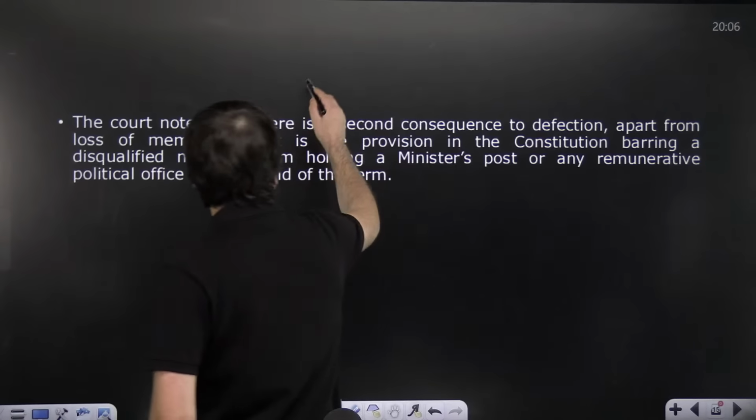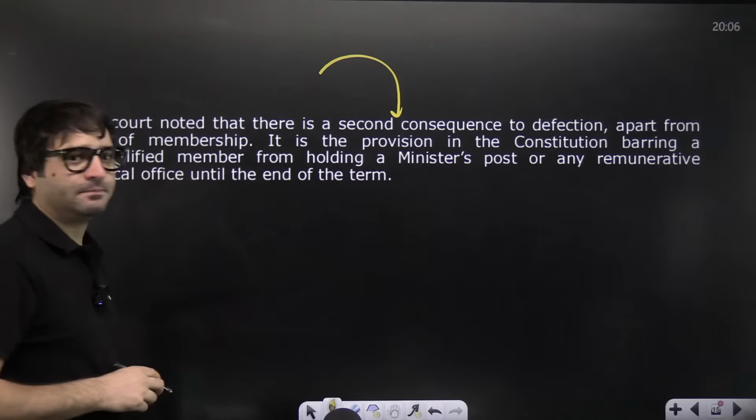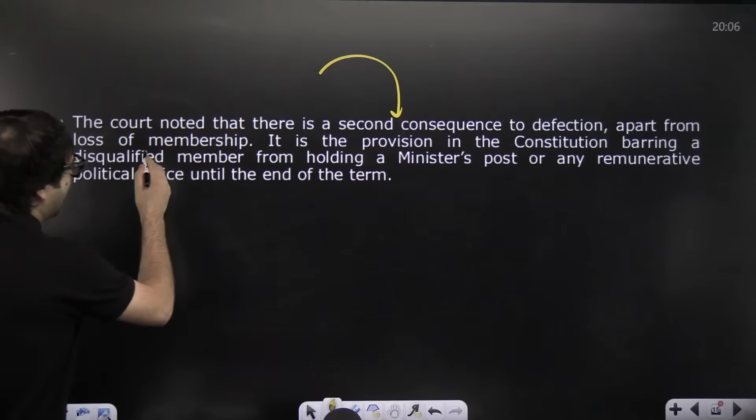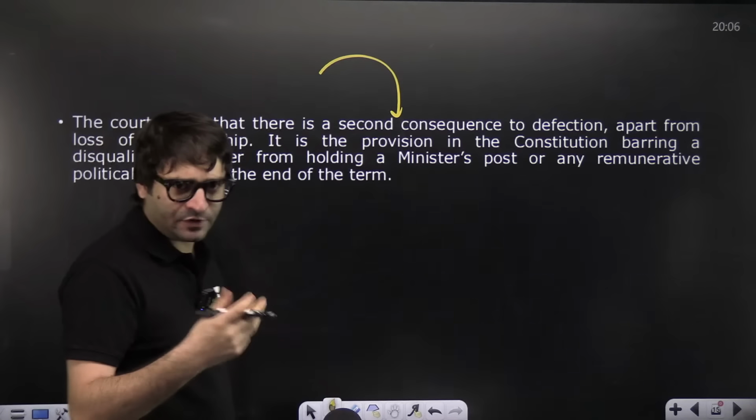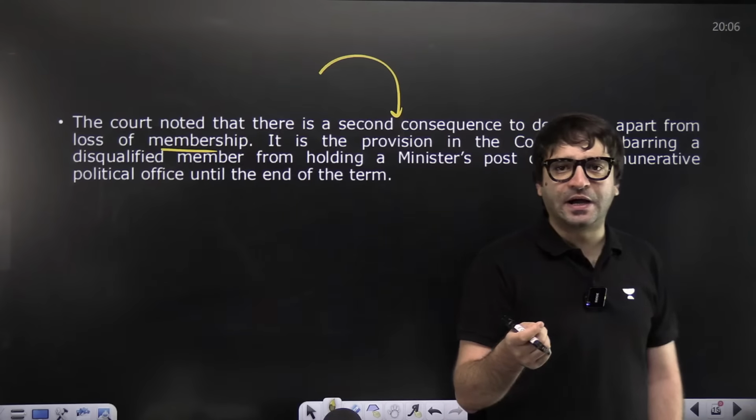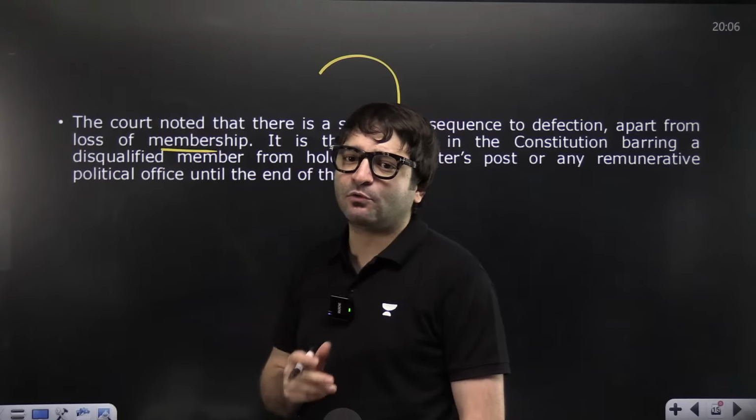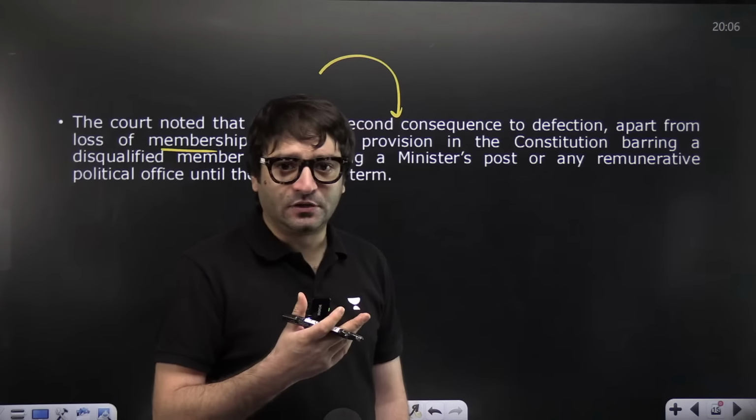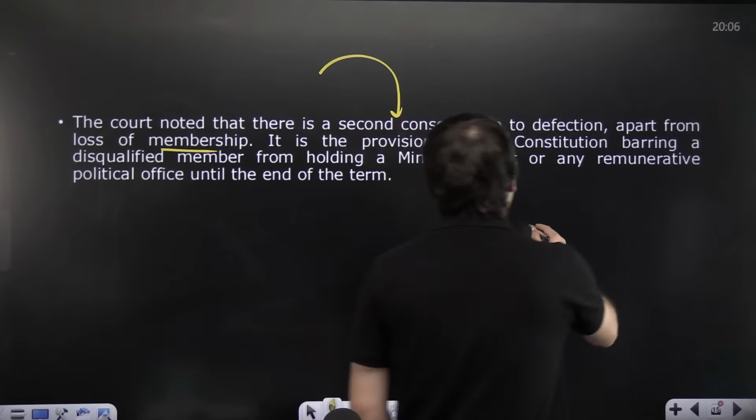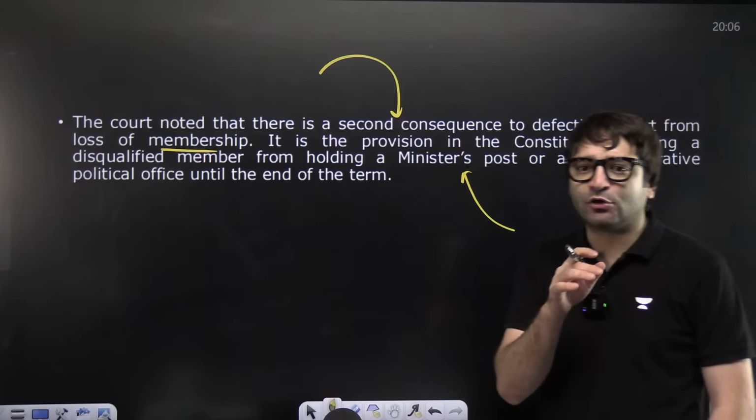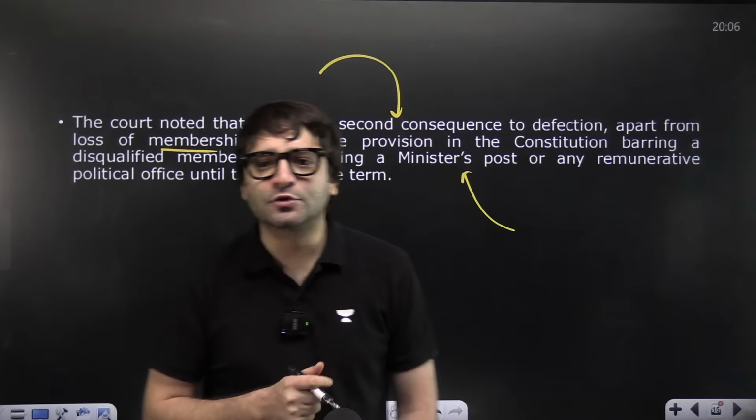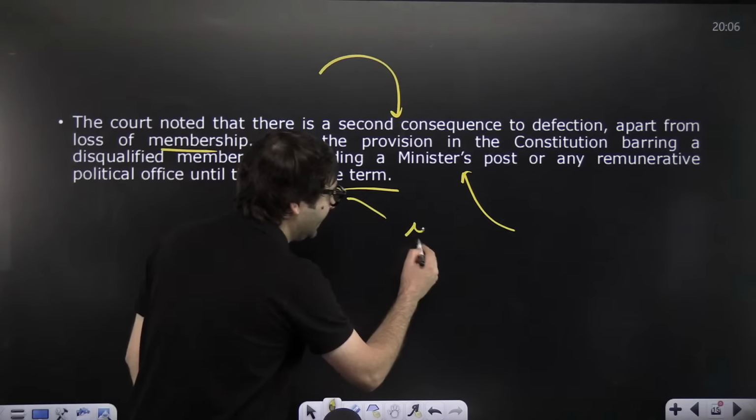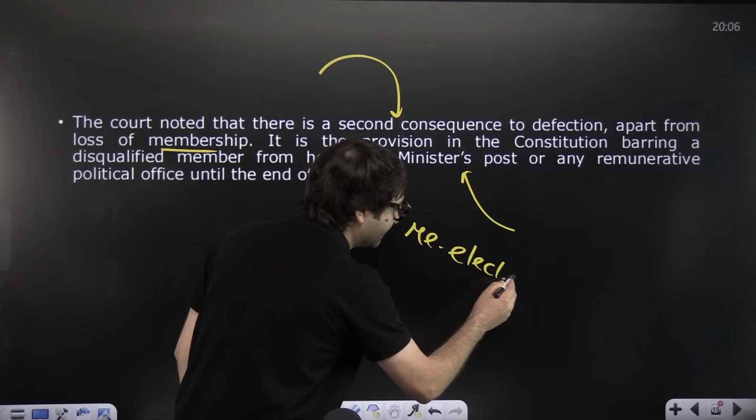the court noted that there is a second consequence to defection. And what is that consequence? Apart from the loss of membership, which obviously if you are disqualified, you will lose the membership of that house, another consequence of defection or disqualification is you cannot be appointed as a minister, you cannot hold any remunerative political post until the end of the term or till you are re-elected, whichever is earlier.